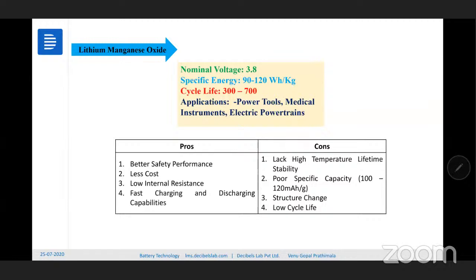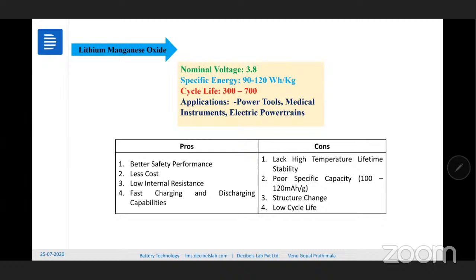Coming to the pros and cons of lithium manganese oxide. The main aim of moving to lithium manganese oxide was to overcome the cost of cobalt, which we have achieved. The next aim was to overcome the thermal stability problem, and that point has also been achieved with manganese oxide. It gives better safety performance compared to lithium cobalt oxide and is less toxic compared to cobalt. And as lithium manganese oxide has a 3D spinel structure, there is easy movement of lithium ions.